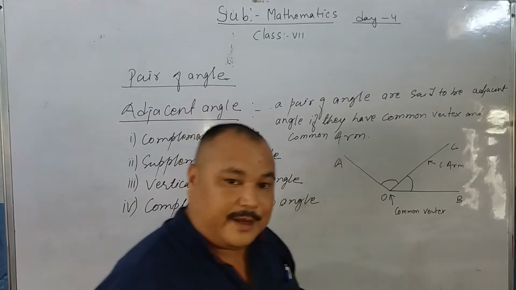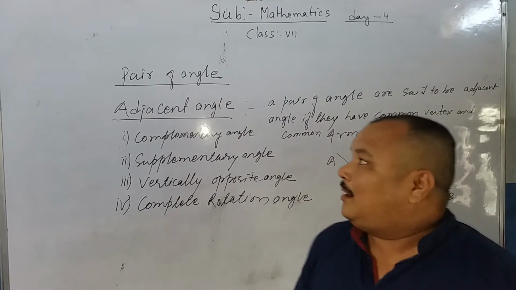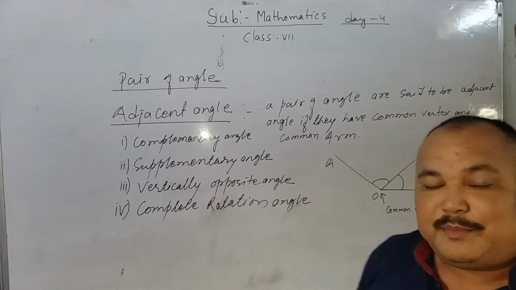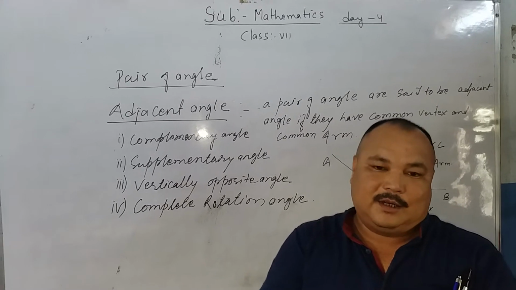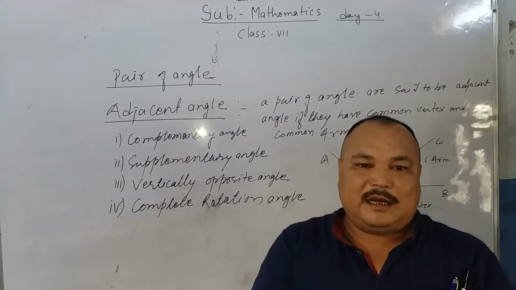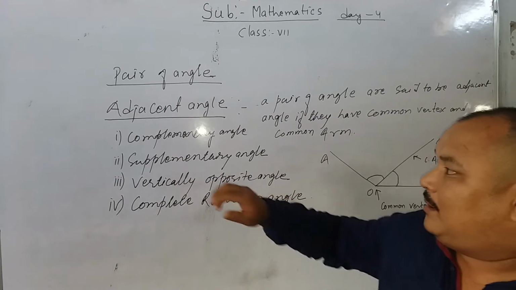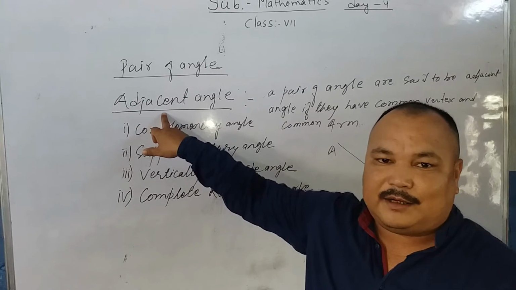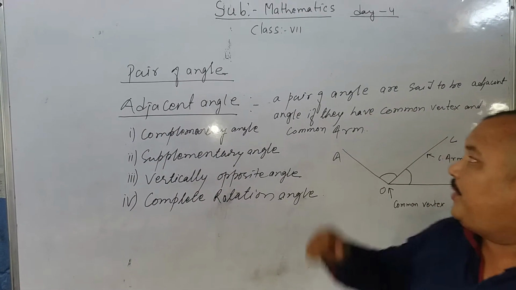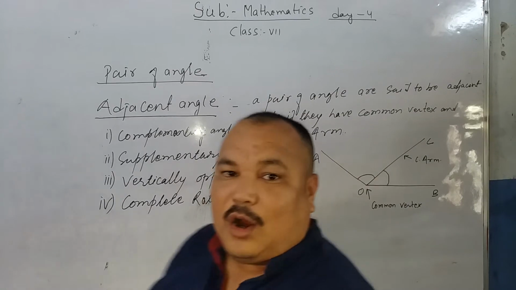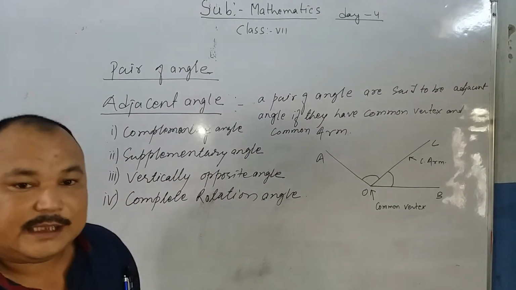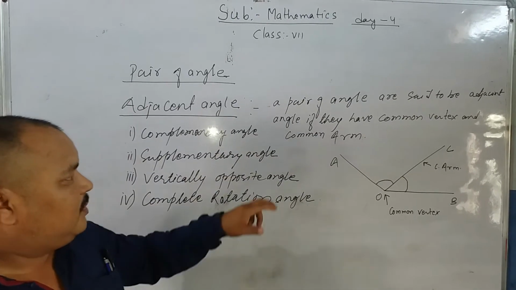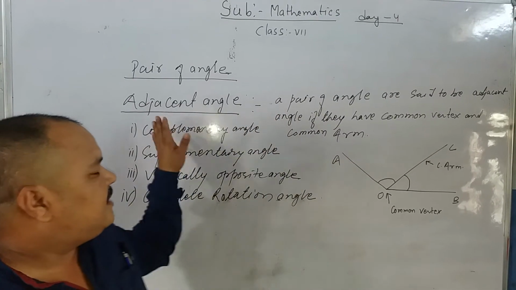We know, students, that pairs of angles means a couple of angles which make one single angle. So in pairs of angles, we learn first adjacent angles. Adjacent angles means a pair of angles which have a common vertex and common arm is called a pair of adjacent angles. So my dear students, here is the definition of adjacent angles.